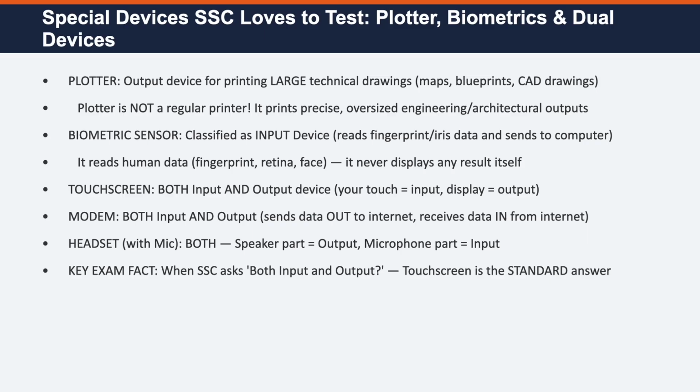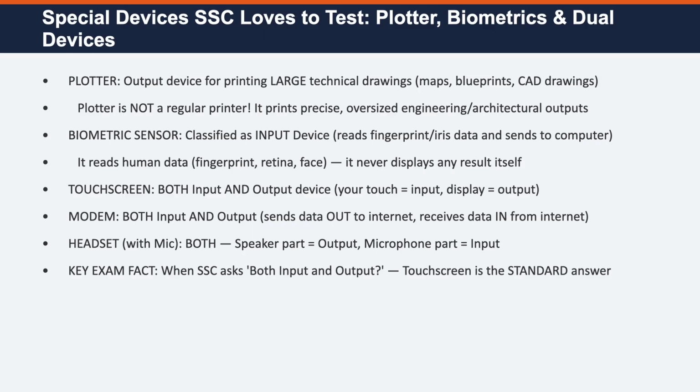Next, the biometric sensor. This includes fingerprint scanners, iris scanners, and face scanners. Is this an input device or an output device? It is an input device. Why? Because it reads your fingerprint or iris data and sends that data to the computer. It does not display any result on its own. Data is only going in, so it is input.